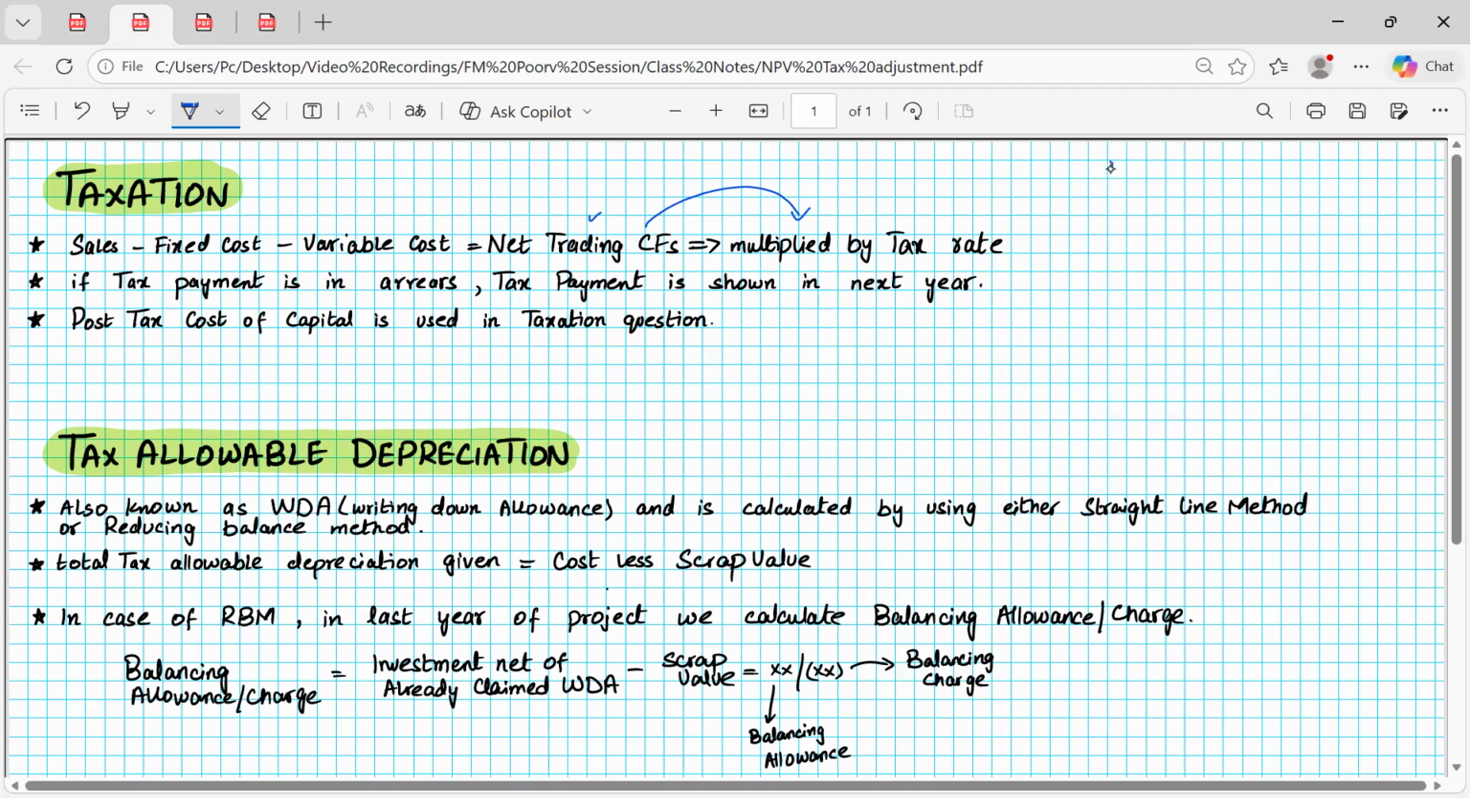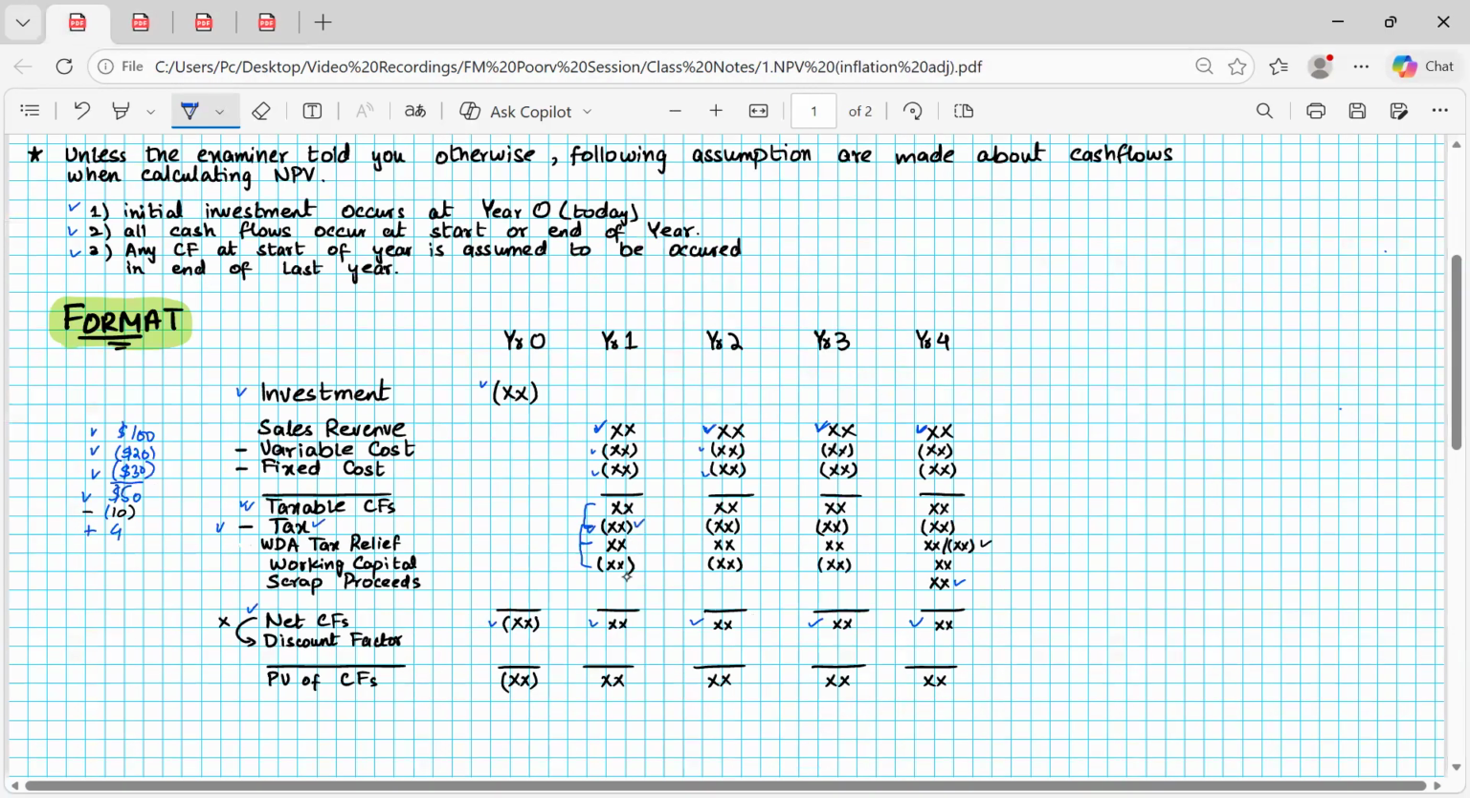So let's say your sales for year one was $100, and your fixed cost was, let's say, $30, and your variable cost was, let's say, $20. So your taxable cash flows or net trading cash flows are 50. So on that 50, you have to pay the tax. And let's say if the tax rate is 20%, so the tax payment is going to be 50 times 20%, $10. So that is the tax that you have to pay. So whatever the tax you need to pay, you will deduct it here, okay, from the format for each year, year one, year two, year three, and year four. Simple, no problems at all.